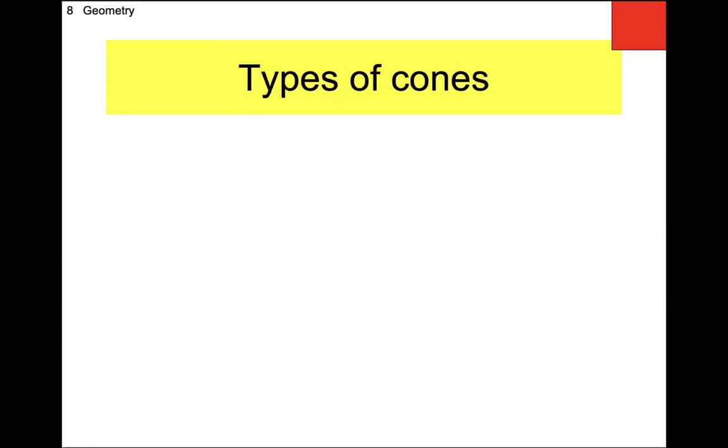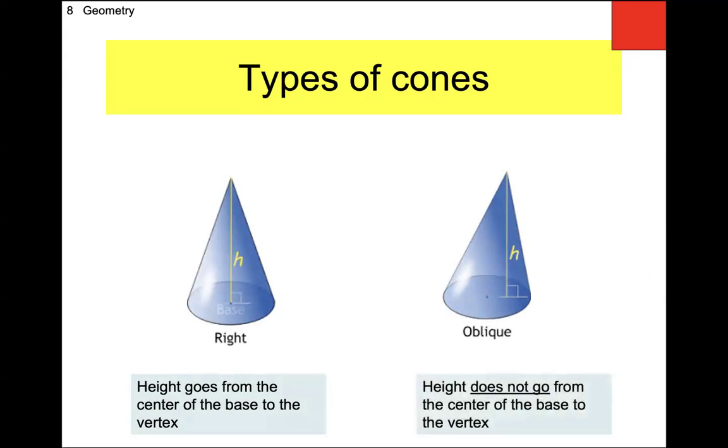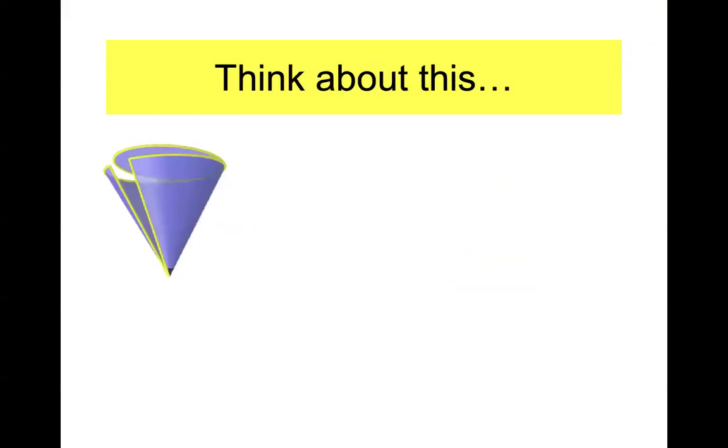Okay. Hey, you could probably teach this slide now. There's two types, right? There is the regular one, or the right one, sorry, the right cone and the oblique cone. The only difference is that in a right cone, the height goes from the center of the base to the vertex, whereas in an oblique cone, the height is off to the side a little bit. All right, we will only get formulas for right cones.